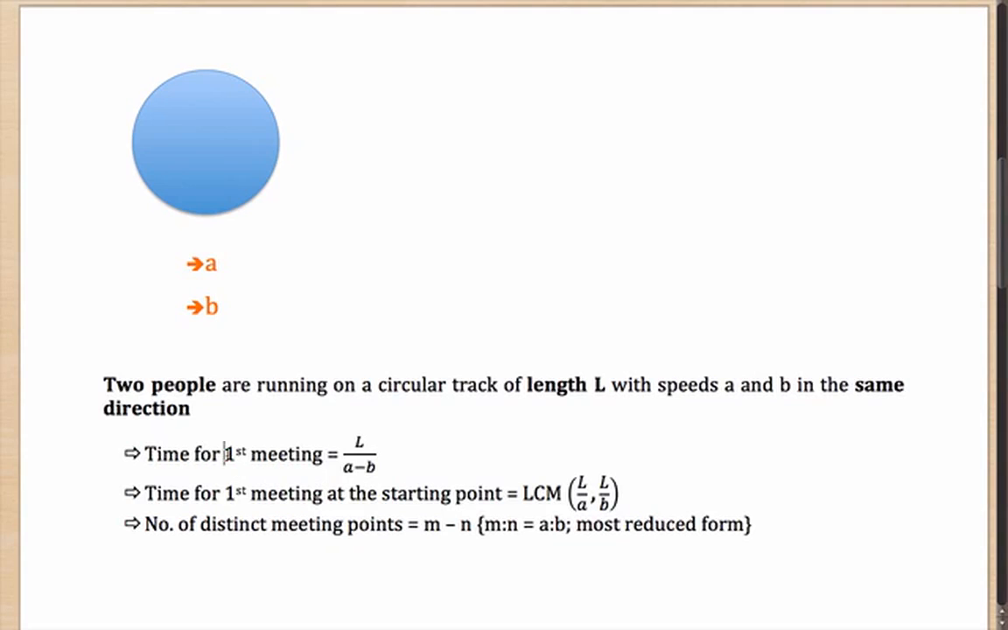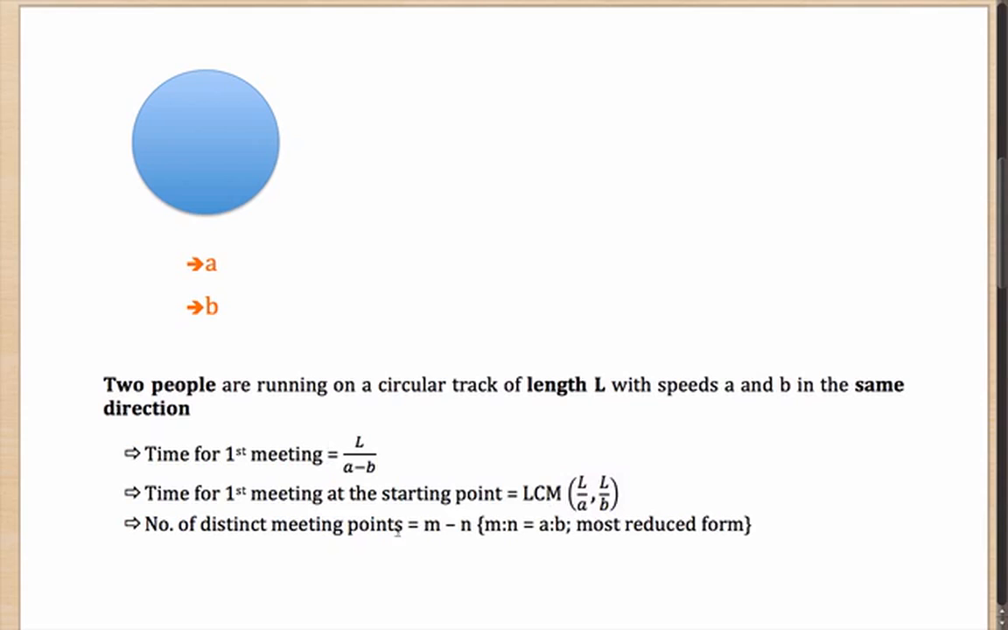Please note that these are the timings for the first meeting. Let's say someone asks you what is the timing for the 10th meeting. It will be simply 10 times L by A minus B. Someone asks you what is the timing for the nth meeting at the starting point. It will be n times the LCM of L by A and L by B.